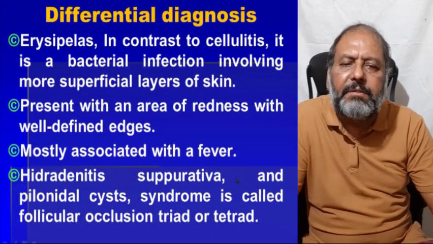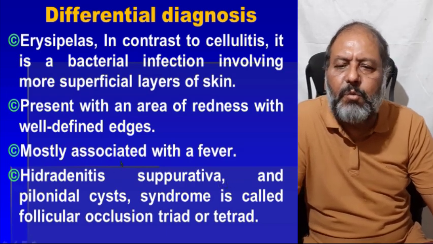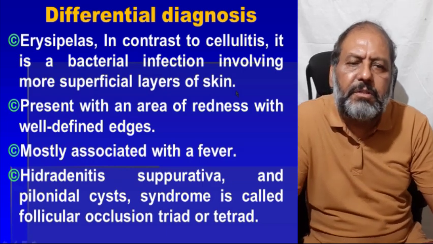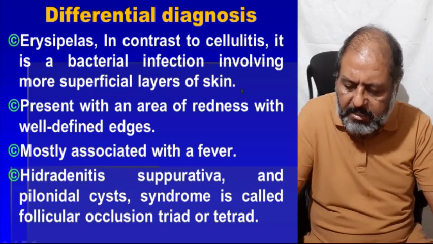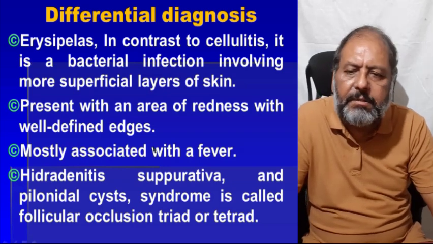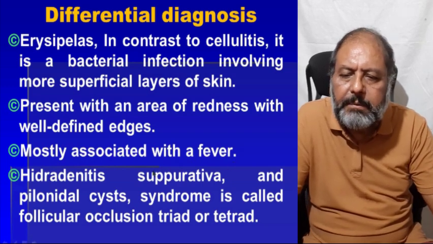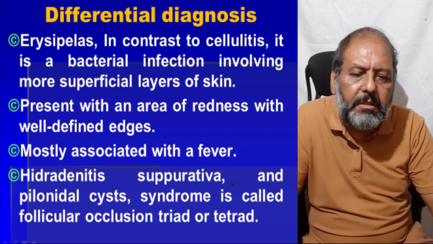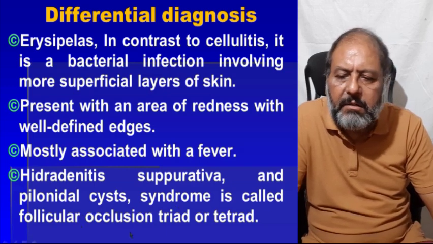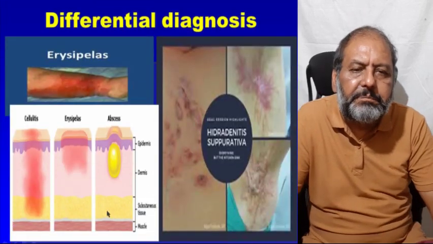Now, erysipelas, in contrast to cellulitis, is a bacterial infection involving a more superficial layer of the skin. I have already shown you a slide previously in which erysipelas was shown. It presents with an area of redness with well-defined edges, mostly associated with a fever. Hidradenitis suppurativa and pilonidal cyst together form a syndrome called the follicular occlusion triad or tetrad.